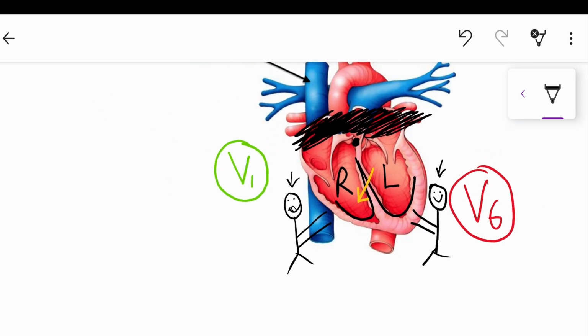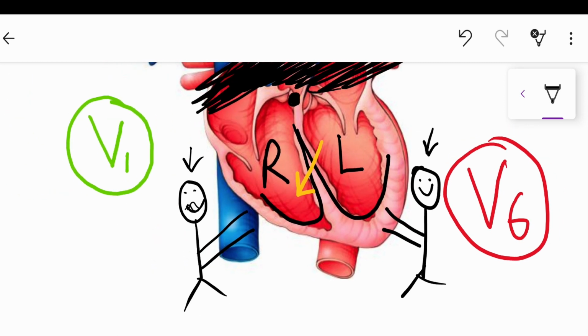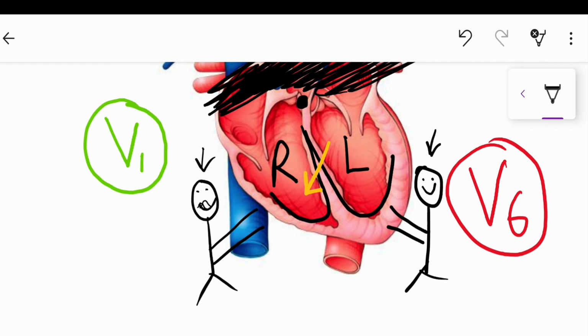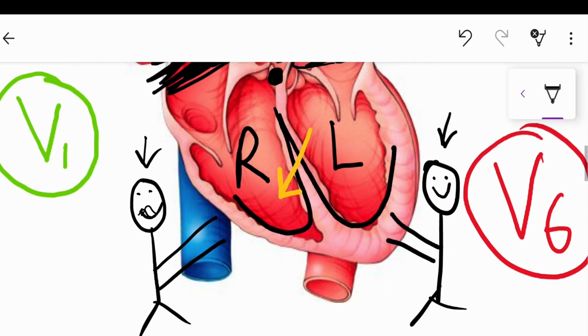Now, when you have a bundle branch block, one of the ventricles is not contracting, at least initially. All right. So let's figure out why. Now, with the right bundle branch block, okay, the septal depolarization is normal. So we still have a left to right septal depolarization.